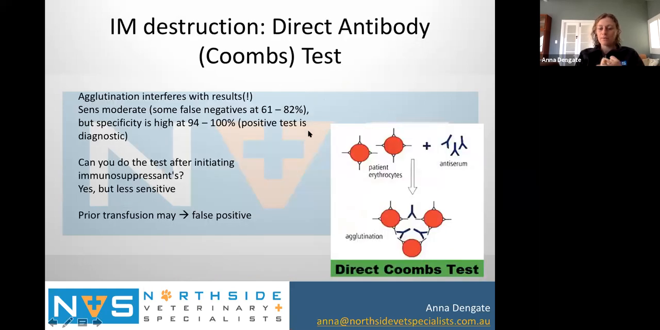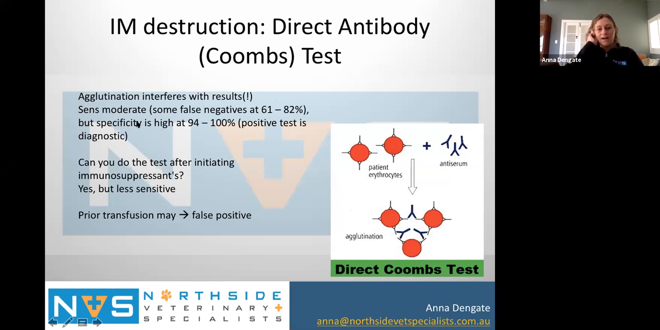All right, so we didn't get a positive on our spherocytes. We didn't get a positive on a saline agglutination test. We're going to send off a Coombs test to determine whether there's autoantibodies or anti-erythrocyte antibodies in circulation. So if you've got agglutination, it might actually interfere with your results for your Coombs test, which is why a lot of the time we get false negatives. So that gives us a fairly low sensitivity. So we get false negatives in 61 to 82%.